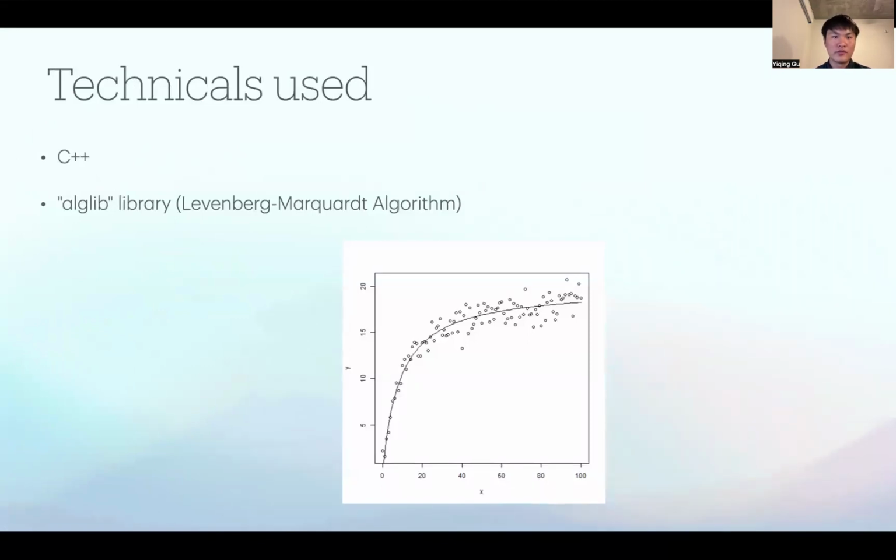We will use C++ as our programming language. C++ is a good language for good compatibility. And we will use alglib library here for Levenberg algorithm. In this graph, those points, they are ECDF points. This algorithm is for helping us to find the best fit sigmoid function.